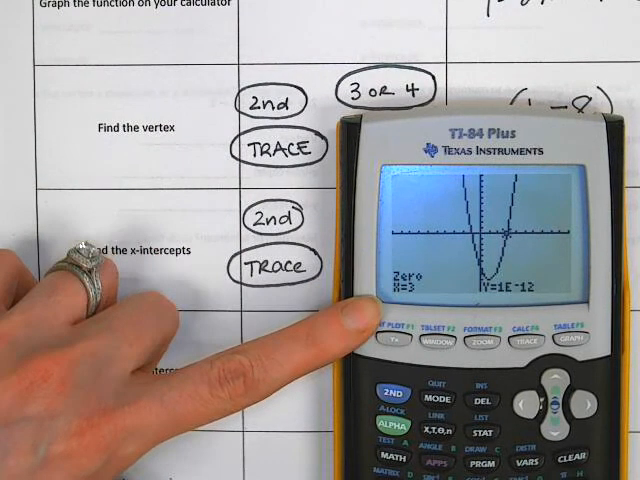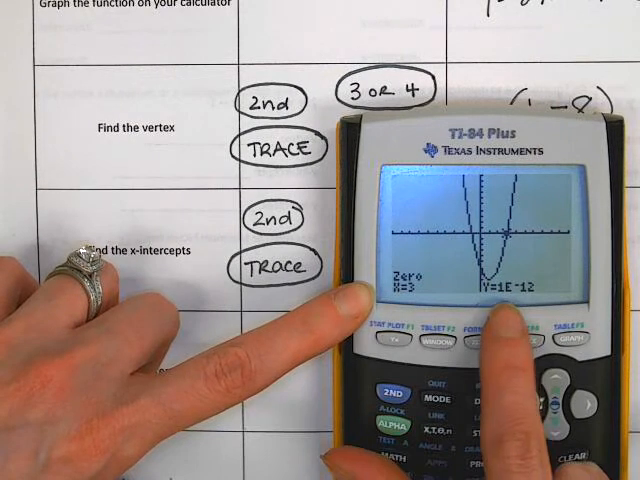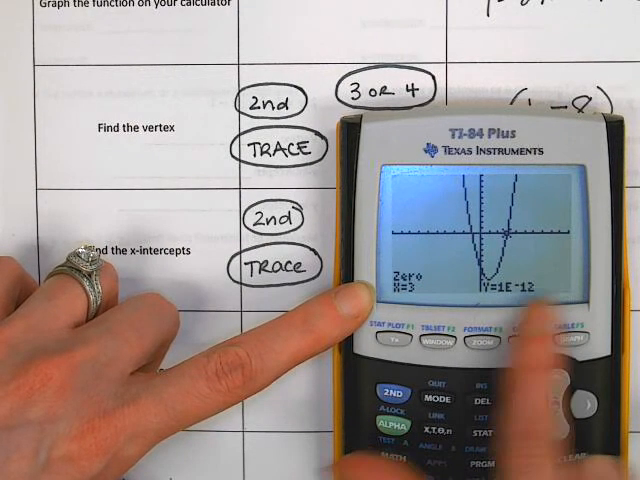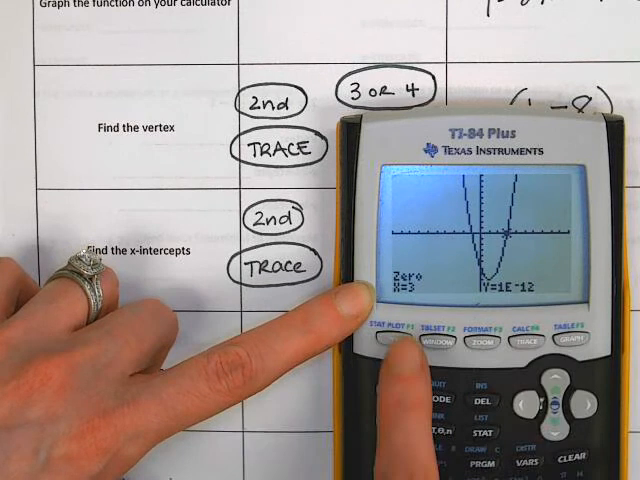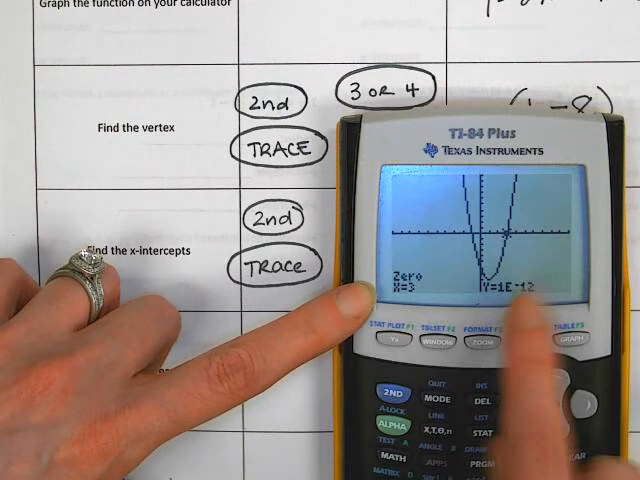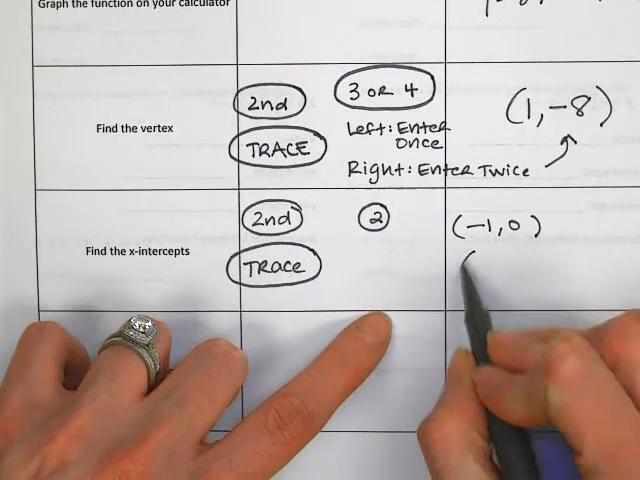And you should get 3, comma, that thing with the E, that just means 0. I'll talk about it in class tomorrow, but 3, comma, 0. So those are your zeros.